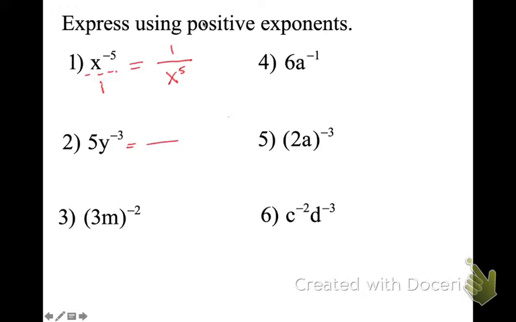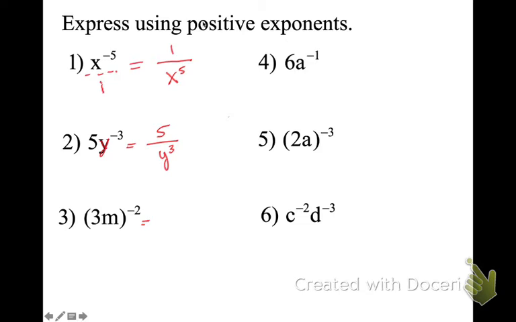Okay, notice I create the fraction. 5 is not part of the base, only the y. So only y to the 3rd drops down, 5 stays up high. It's a whole number. Okay, number 3. Why don't you try the rest? Or I'll do number 3 and then you do the rest.